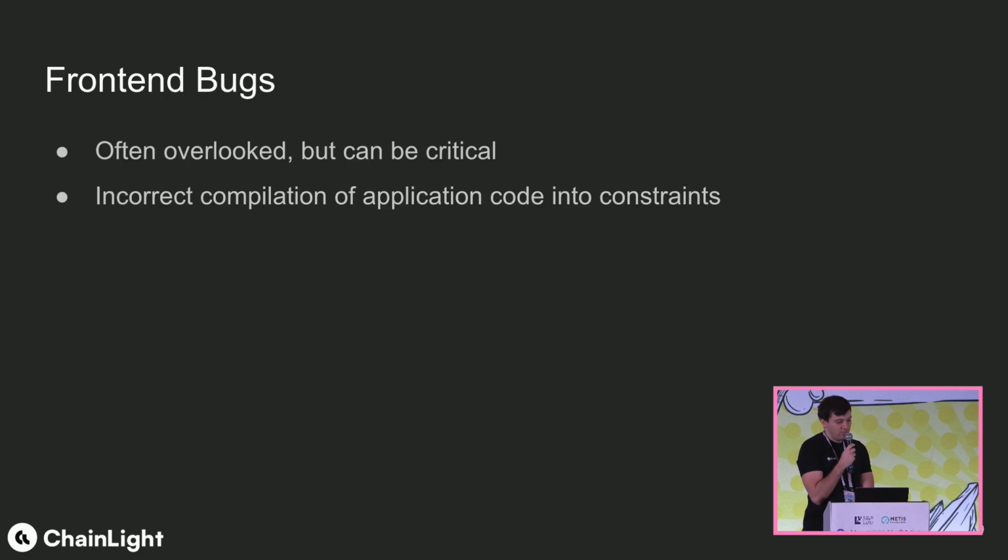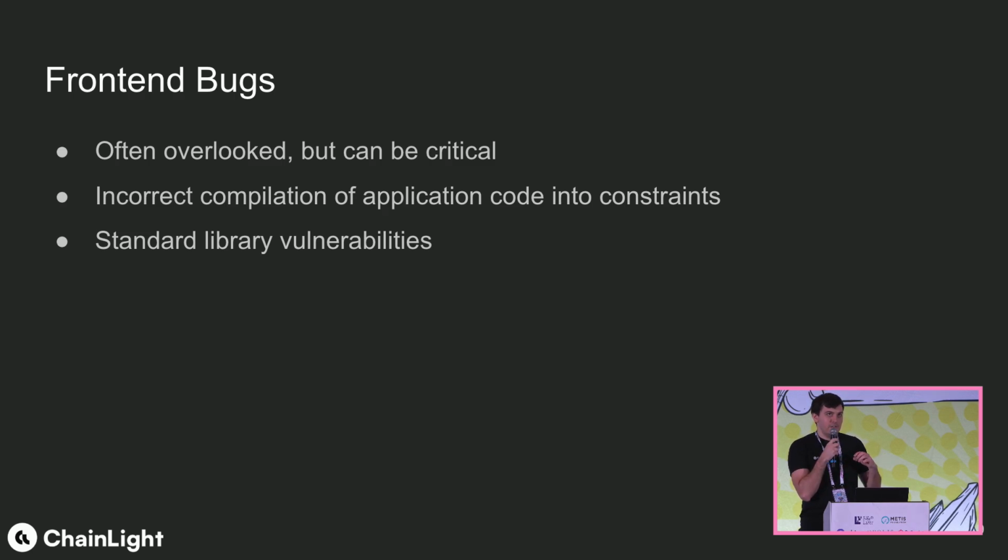So front-end bugs are often overlooked, but they can be quite critical. And these can happen where even if you wrote your application code correctly, the front end compiled them into constraints incorrectly. Or in the case of a ZK VM, it can mean that the circuits that verify the integrity of the VM computation have a bug. And I also include standard library vulnerabilities in the front-end bugs because even though standard libraries are kind of like application code that use the front end, they are usually packaged with it and part of the same trust assumptions that you're making as a developer when you choose a front end.